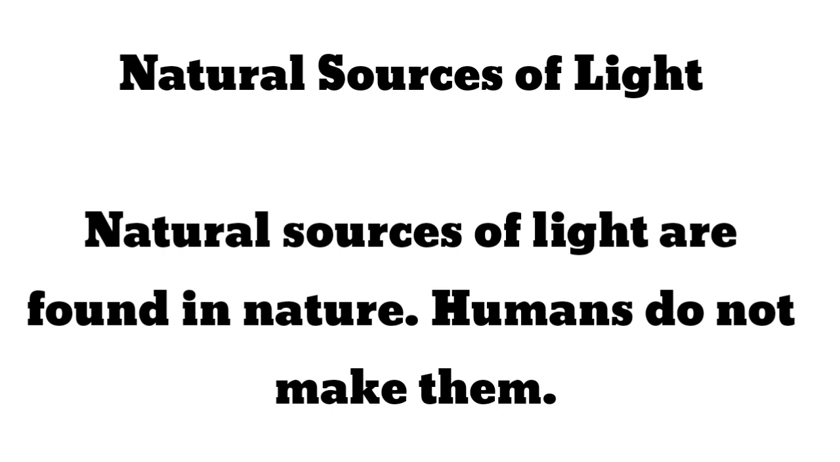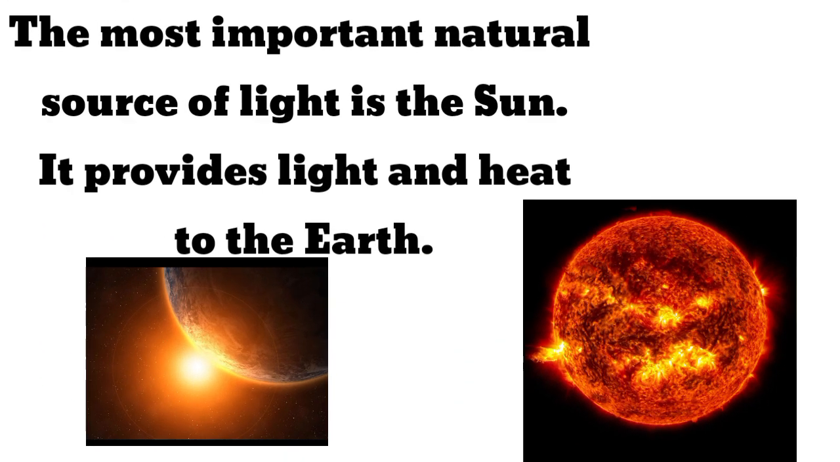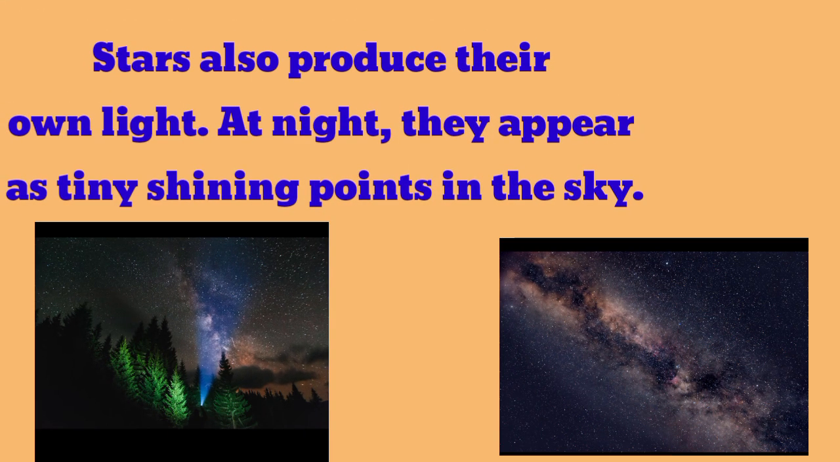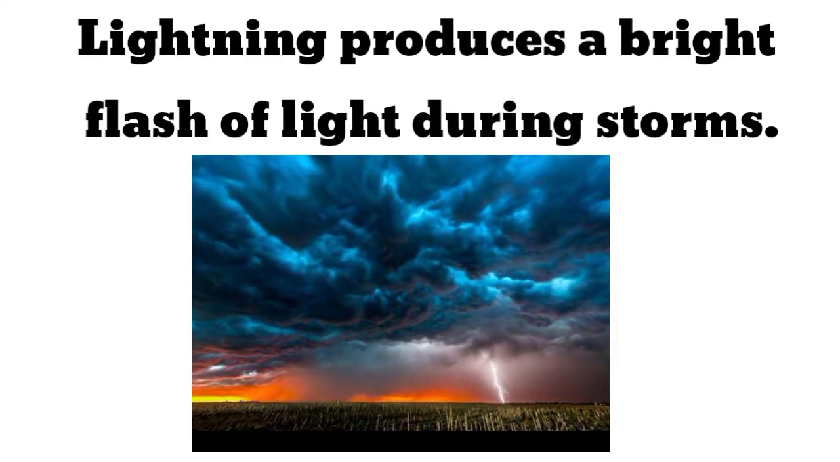Let's discuss the examples of natural source of light. The major and main natural source of light is sun. It provides us heat and light. All the earth is visible due to the source of light. Second natural source is star. Stars also produce their light. At night they appear as tiny shining points in the sky, and they also help us to see other things.